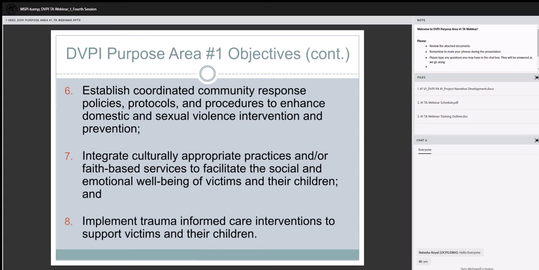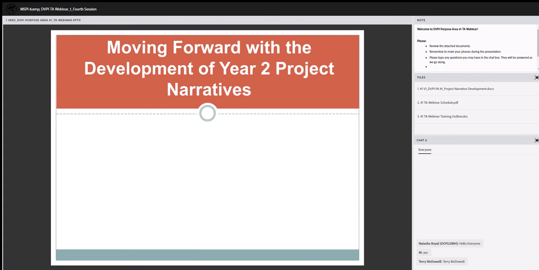5, improve organizational practices to improve services for individuals seeking services for domestic and sexual violence. 6, establish a coordinated community response with policies, protocols, and procedures to enhance domestic and sexual violence intervention and prevention. 7, integrate culturally appropriate practices and/or faith-based services to facilitate the social and emotional well-being of victims and their children. And the last one, 8, implement trauma-informed care interventions to support victims and their children. So those are the objectives.